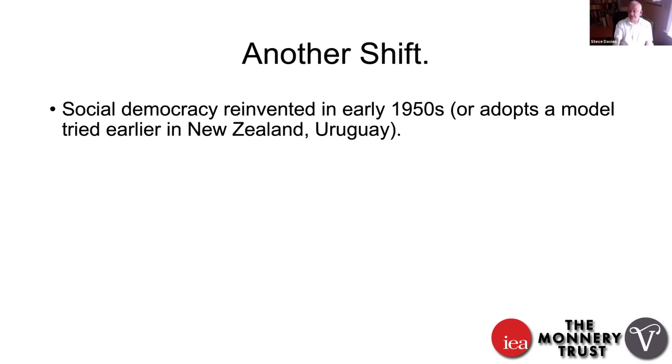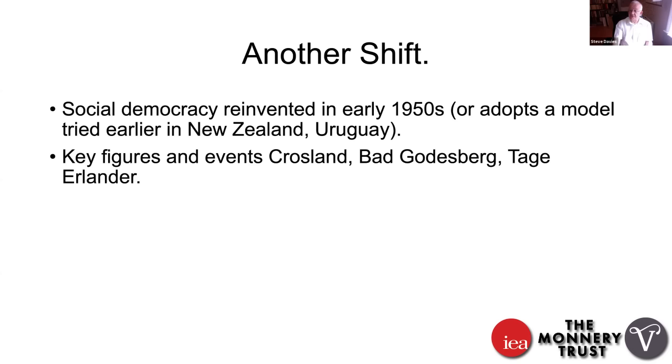It was reinvented in this way in the 1950s. In some ways, as it says here, it was a case of going back to a kind of policy that had been tried out earlier in two particular countries, one being New Zealand, the other being Uruguay, under José Batlle y Ordóñez, the man who was president of Uruguay in the 1900s. The key figures are the British intellectual Anthony Crosland and the Swedish Prime Minister Tage Erlander. But another key event is the Social Democratic Party's Congress at Bad Godesberg, the German Social Democrats, that is, when they abandon Marxism and traditional social democracy and adopt this new kind of model.